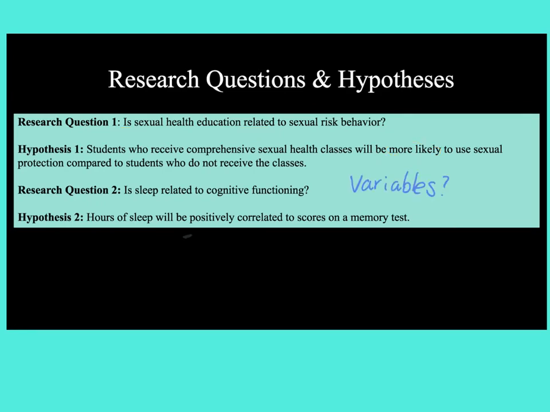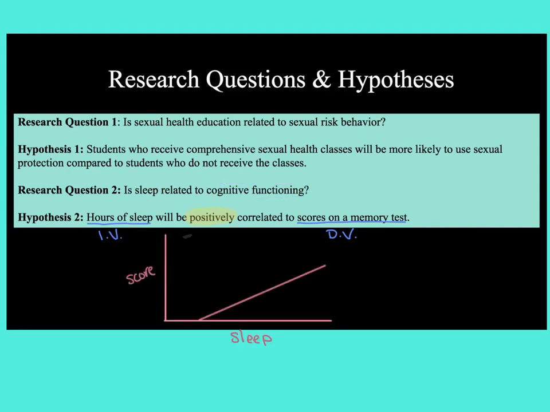The two variables are sleep and cognitive functioning. Hours of sleep are what are being used here as what seems to be the theoretical independent variable, and scores on a memory test seem to be the theoretical dependent variable. We also have a directional statement here, because hypothesis 2 reads, hours of sleep will be positively correlated to scores on a memory test. Notice the research question simply asks, is sleep related to cognitive functioning? But the hypothesis goes further to provide what the expected answer will be. It specifies the two variables and gives us a direction.